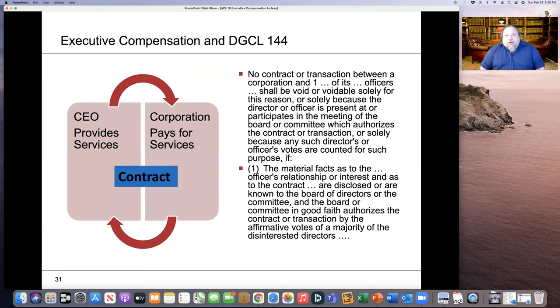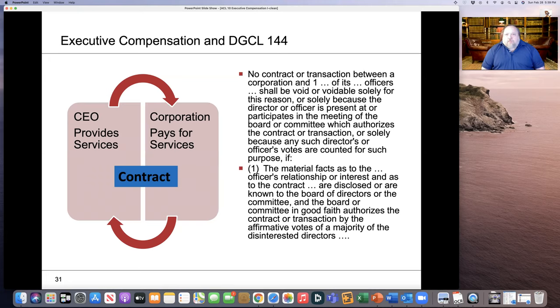One would be a claim against the CEO. It essentially alleges self-dealing on the part of the CEO. The CEO's compensation contract with the company is, after all, what we call a related party transaction. And it's a transaction that inherently has a conflict of interest in it, because the CEO, as a fiduciary, is supposed to do what's in the best interest of the company. But of course, the CEO also has a personal interest in making as much money as possible.